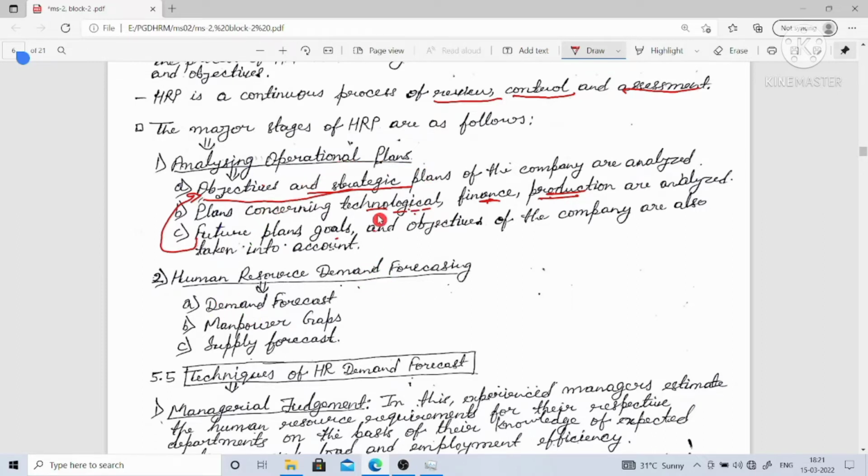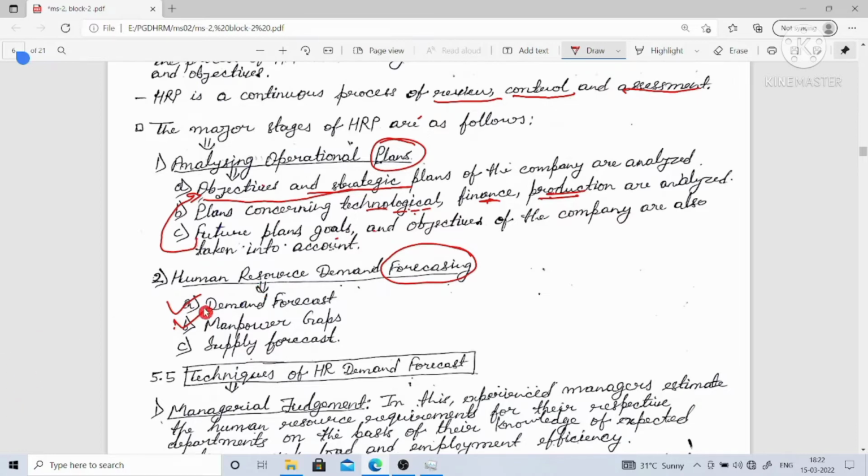Okay, so that's what I already explained, that human resource planning is about plans and forecasting. So demand forecast means how many people are required in the future, and manpower gaps, so the present and the future gap. Whatever number of people are required for the organization and what is the exact number of people right now, so that gap can be evaluated.